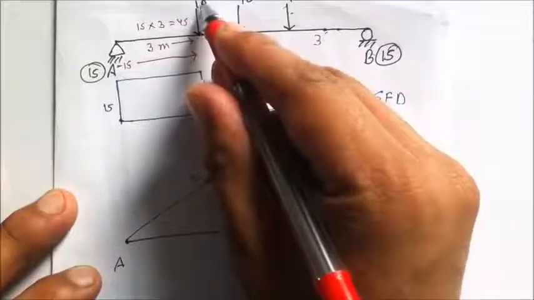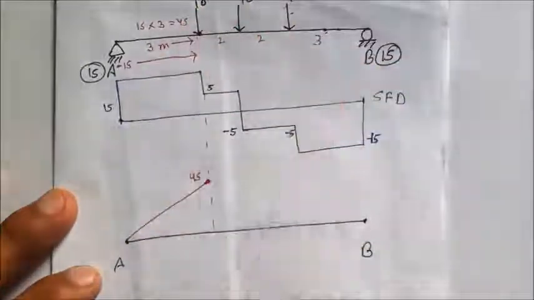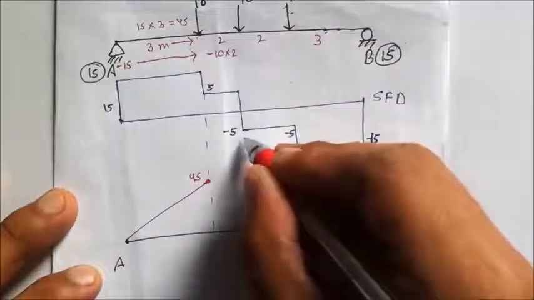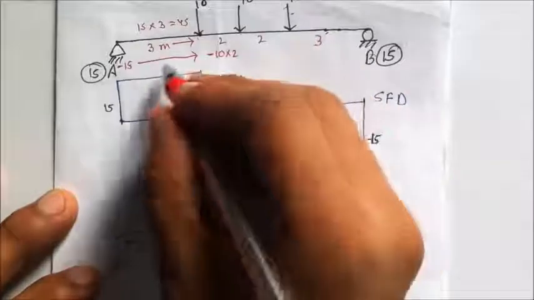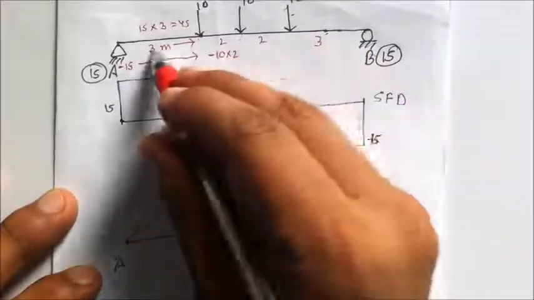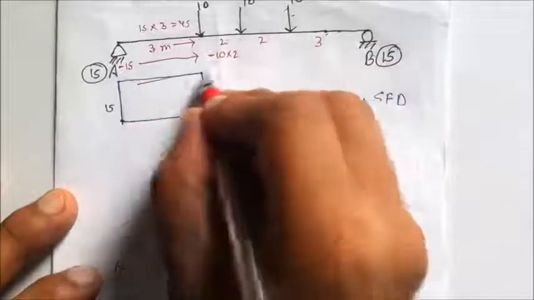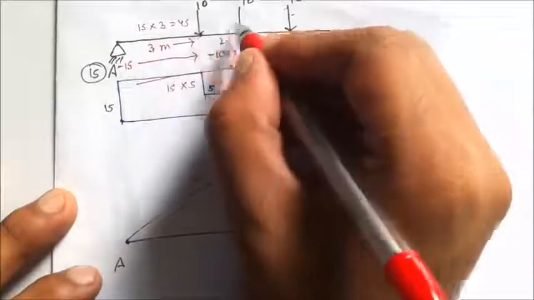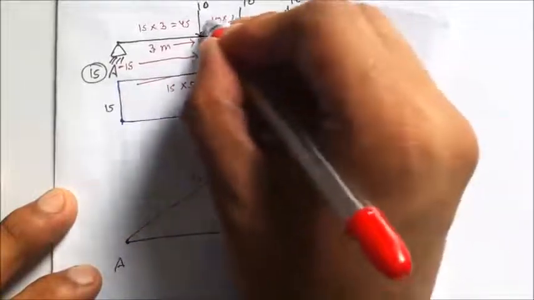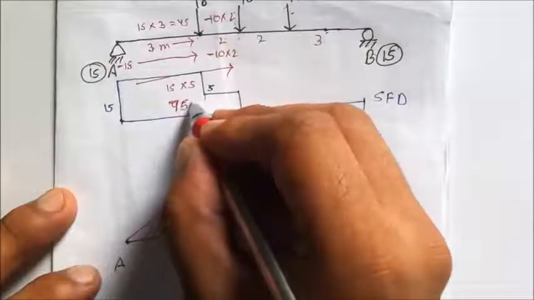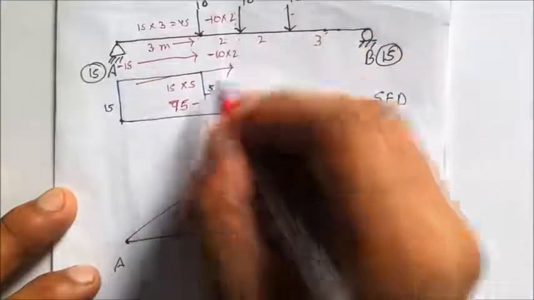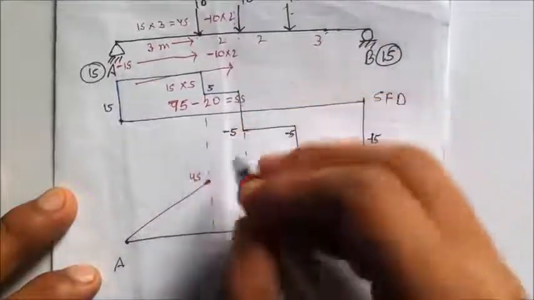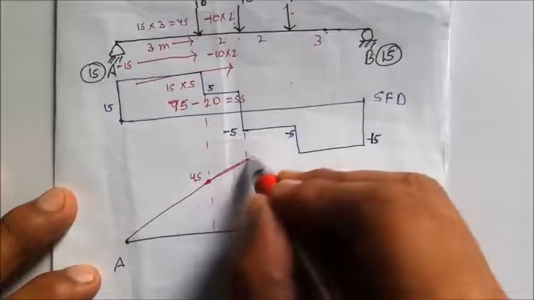Now at this loading point, another load of 10 kilonewton acts, which is acting downward, so it will be -10 into 2 for the next point. At the next reference point, I am seeing that the 15 kilonewton load has moved 3 plus 2, that is 5. So at the next point, the 15 kilonewton load will have 15 into 5, and the 10 kilonewton load will have 10 into 2 minus. That is 15 into 5 is 75, and minus 10 into 2, that is 20, so 75 minus 20 comes to 55. So next we are having a bending moment of 55 at the top.